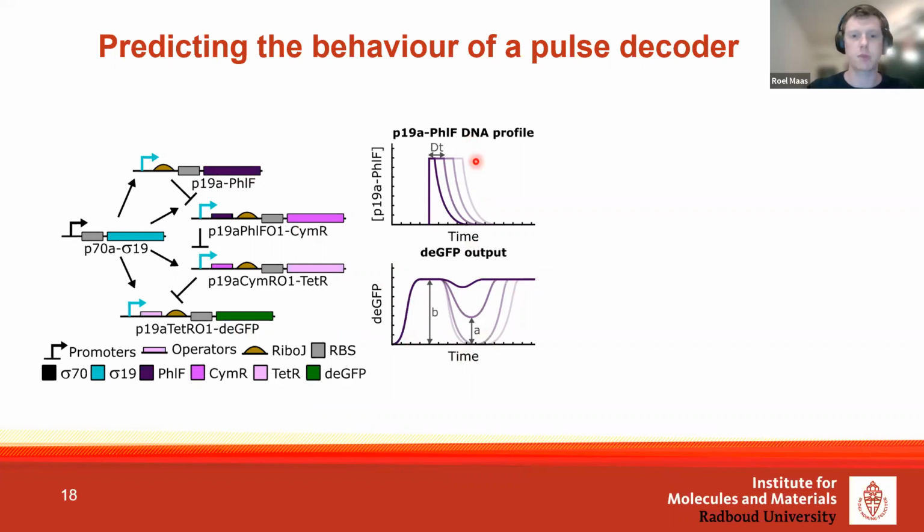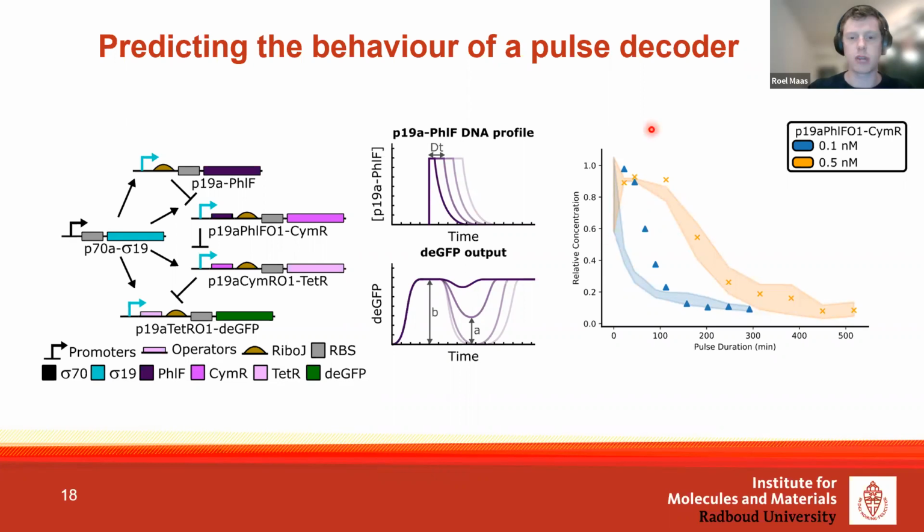So we performed those experiments with different durations of this pulse, and that's shown over here in this figure. The triangles and the crosses are the actual data points, and the shaded areas are the predictions we got out with the characterized parameters, with the characterized parts. We did this experiment with two different concentrations of this gene over here. What you see on the y-axis is A over B.